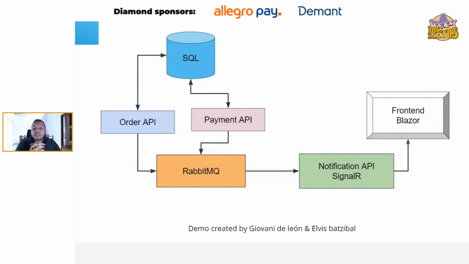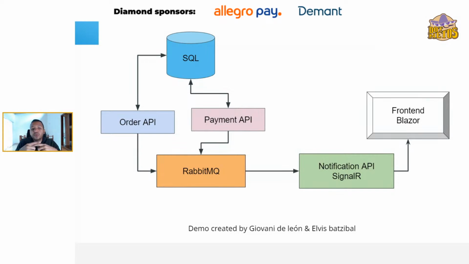And this demo is actually a little simple, but we have a lot of components that we need to understand. So we have a SQL database. This SQL database is going to receive information about the order API and the payment API. So the idea is to receive the order from the front-end side, and the order API is going to create a new record in the database, and also is going to create a message in RabbitMQ.